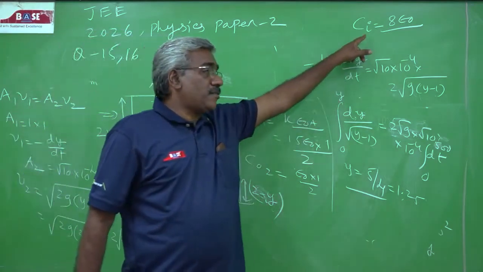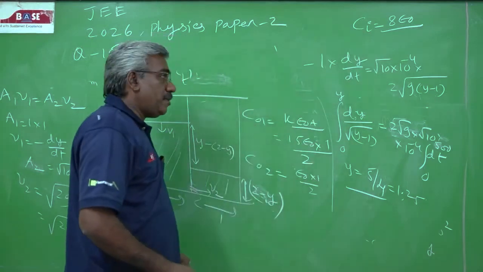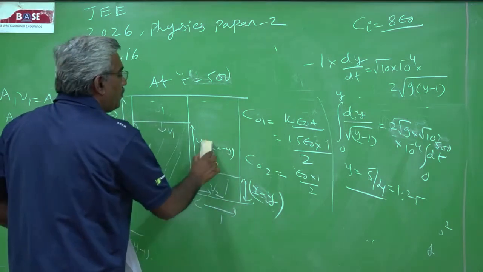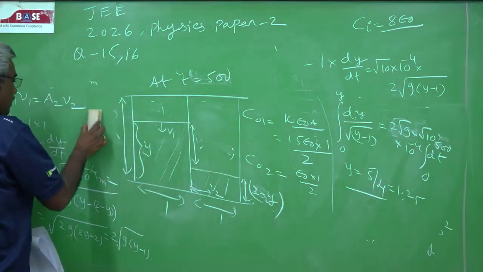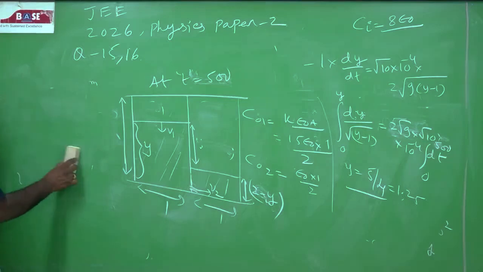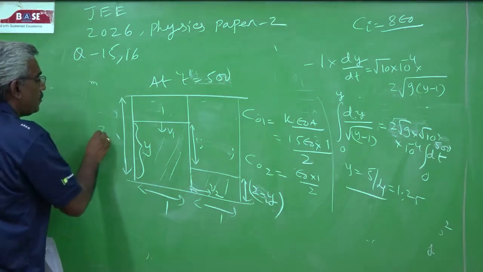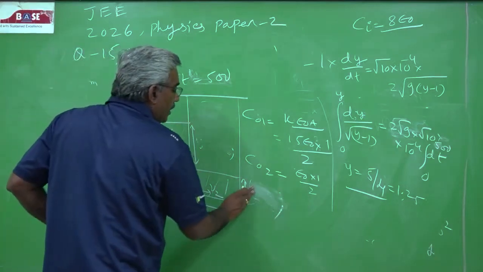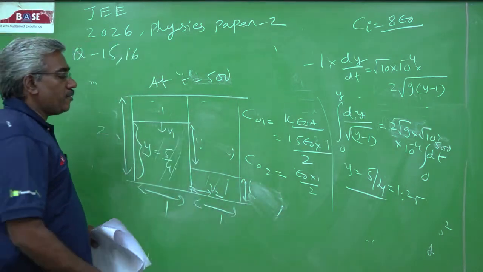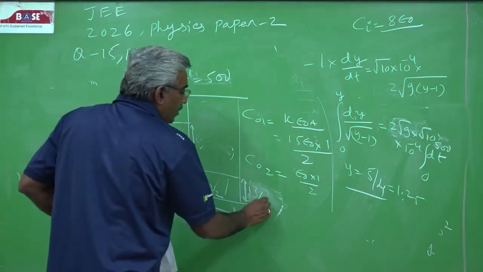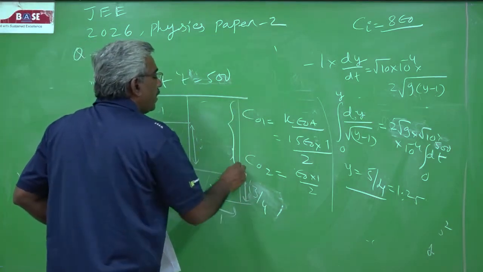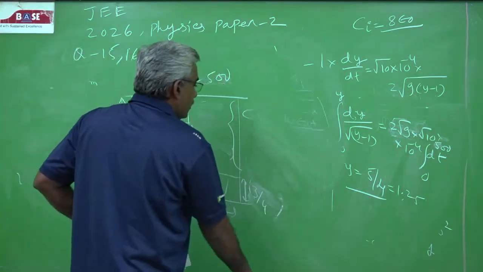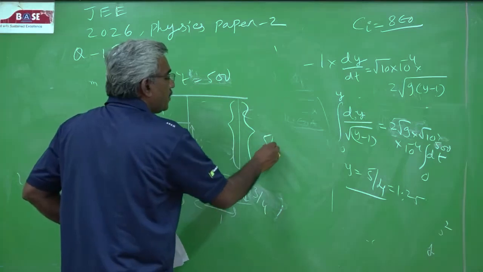Initial capacity of system I have told you already. Now at t is equal to 500 second. I think we can rub off all this part. This y is equal to 5 by 4. Here this is 2 minus 5 by 4. I think it is 3 by 4. This distance is 5 by 4.